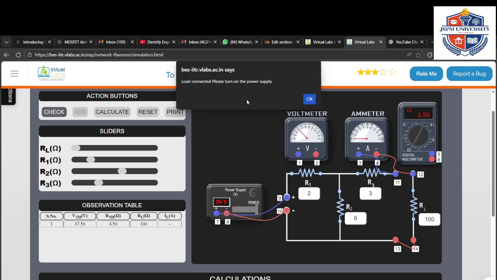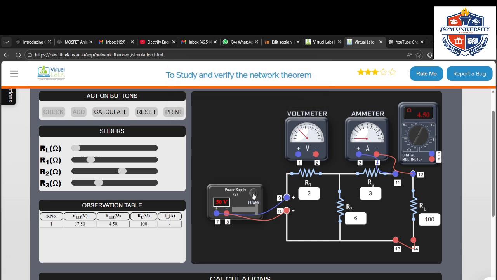It is showing load connected. Please turn on the power supply. So we switch on the power supply. Now 50 volt we have already given. Now we are going to measure the load current and tabulate it. So 0.36. From this you can conclude that approximately the same value of load current we got in Norton's theorem. I think previously we got 0.35.